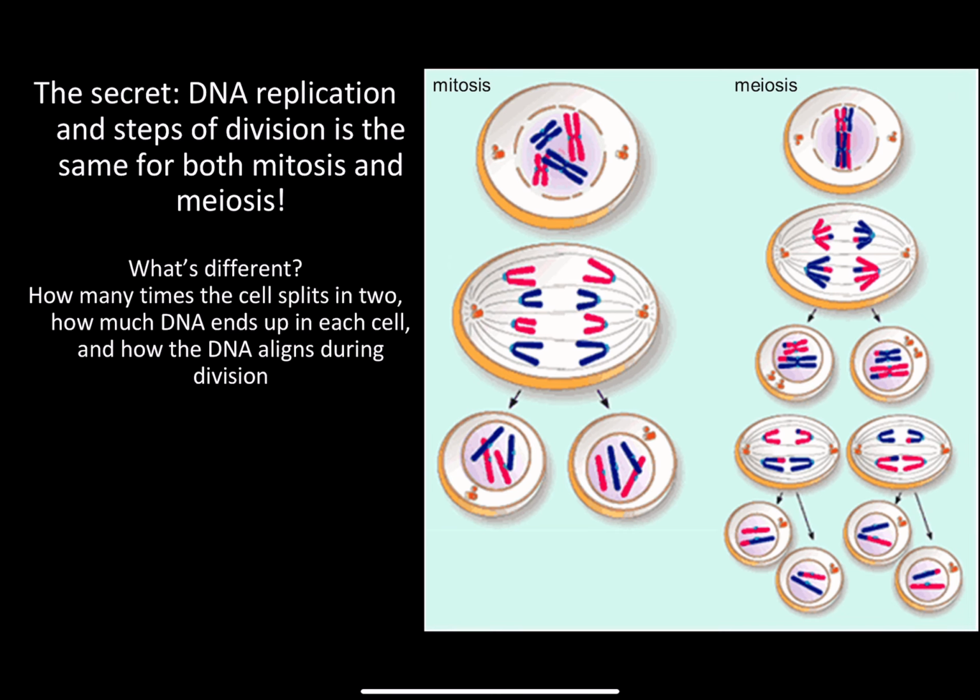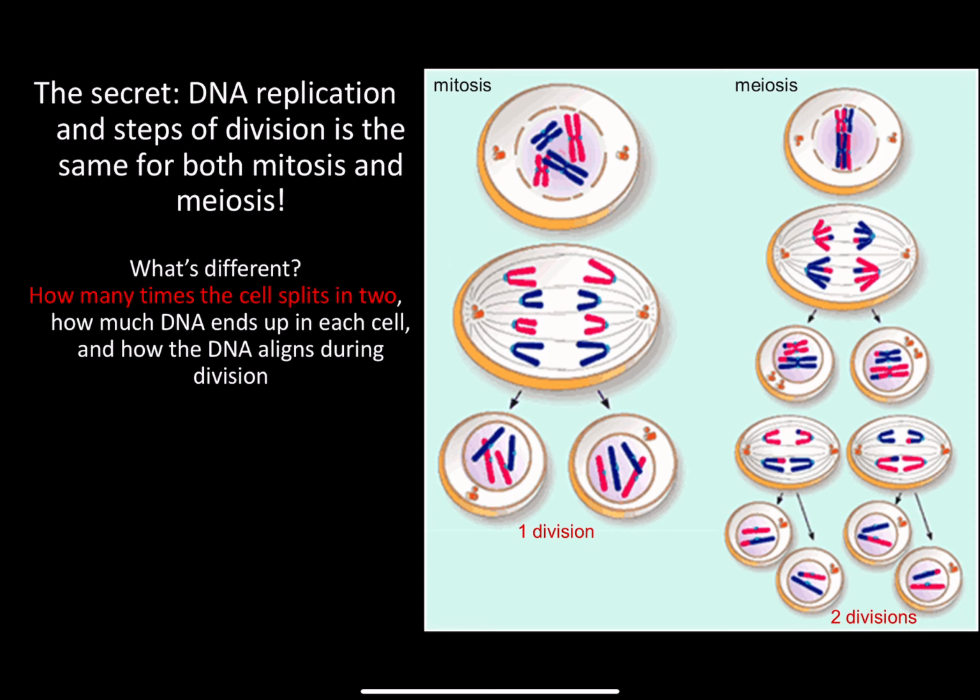The secret to DNA replication and the steps of division in our cells is that it's exactly the same in both processes. It's the same in mitosis versus meiosis, but the only things that are different are how many times the cell splits in two, how much DNA ends up in each cell, and how the DNA aligns during division. If we look at that first one, how many times the cell splits in two: in mitosis, we only divide once, so we start with one parent cell and end with two daughter cells.